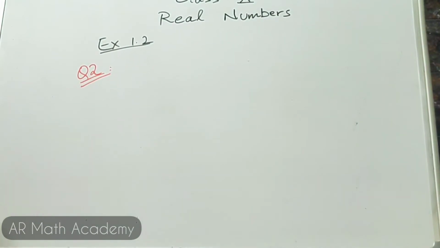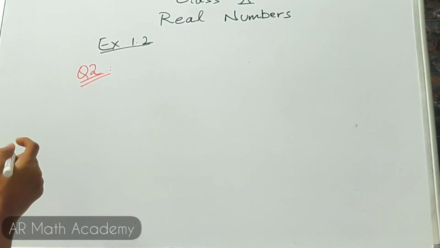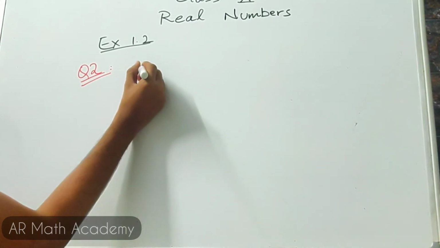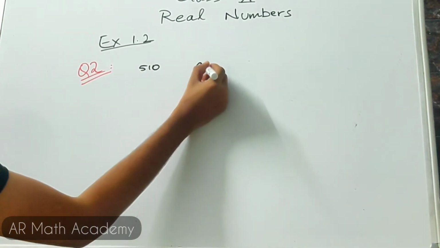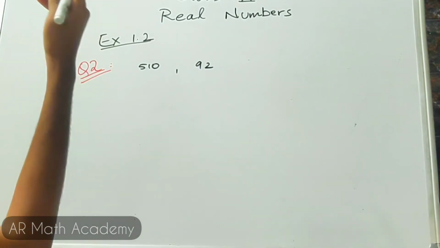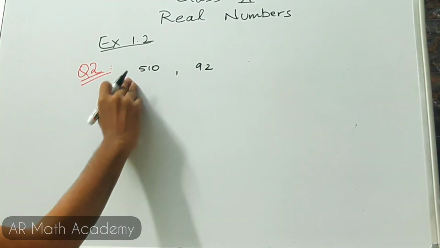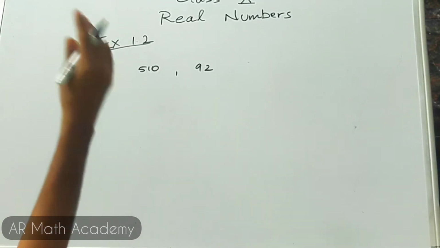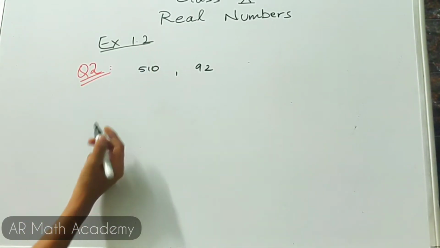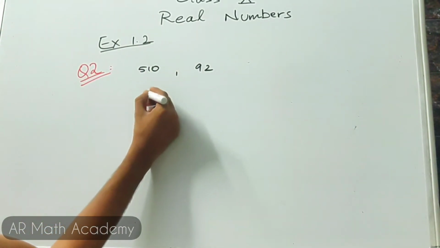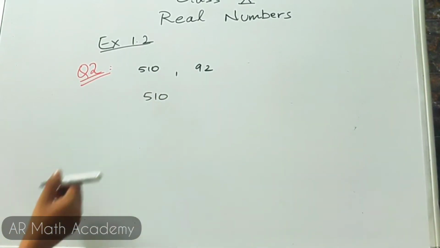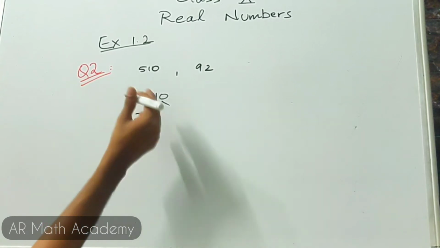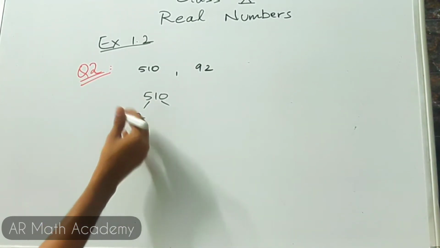Well, for question number 2, we have to find the LCM and HCF and verify the same for these two given numbers, 510 and 92. So for 510 and 92, we have to find the LCM and HCF, and we have to verify the equation as well. So first we have to take either of the two numbers. I am taking 510. Now split them. Well, it goes by 2 at first, which is the least prime factor.